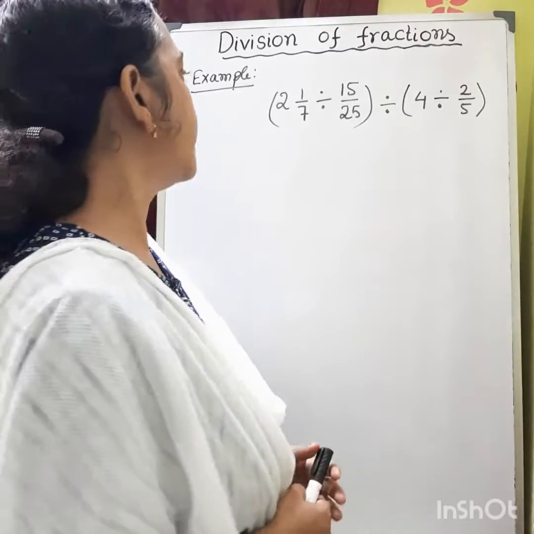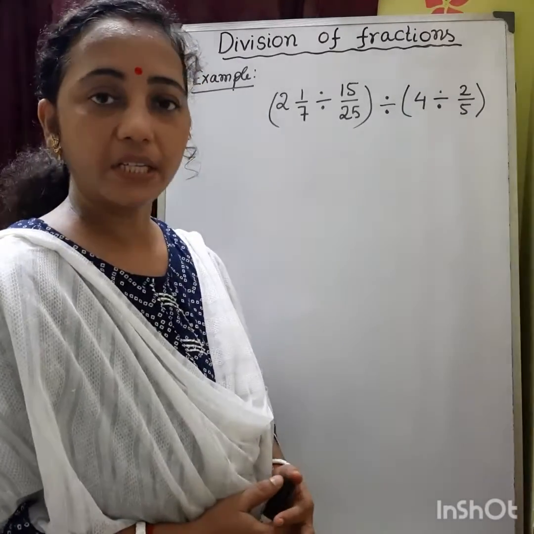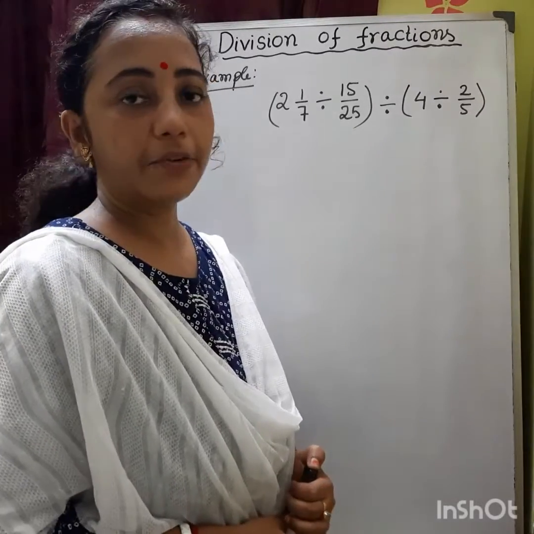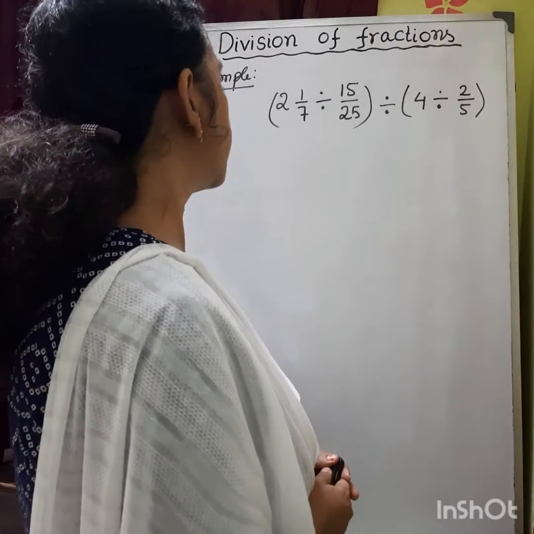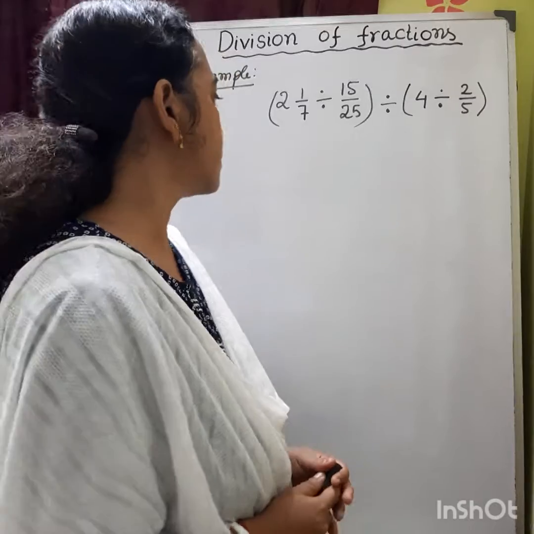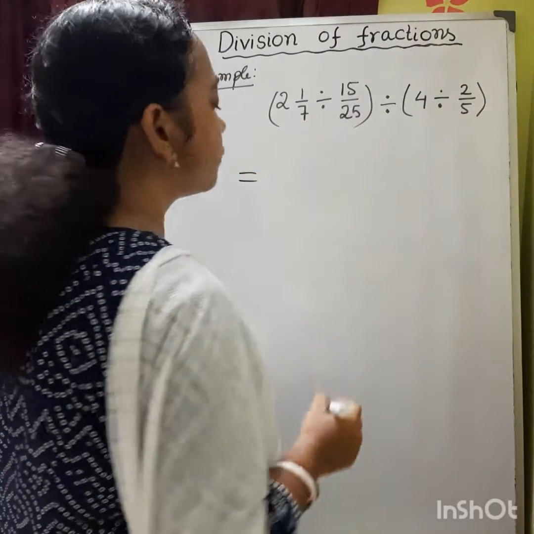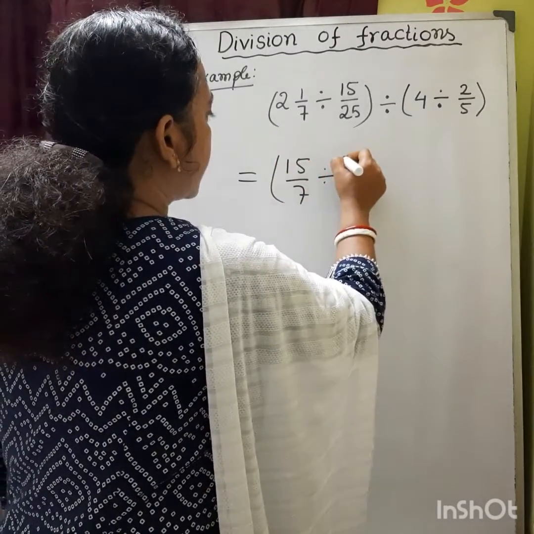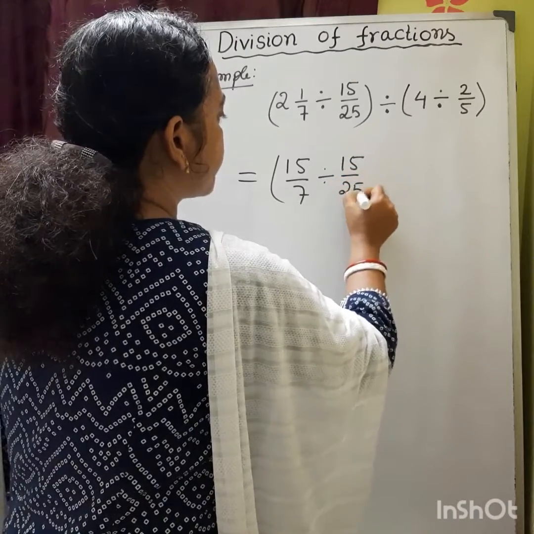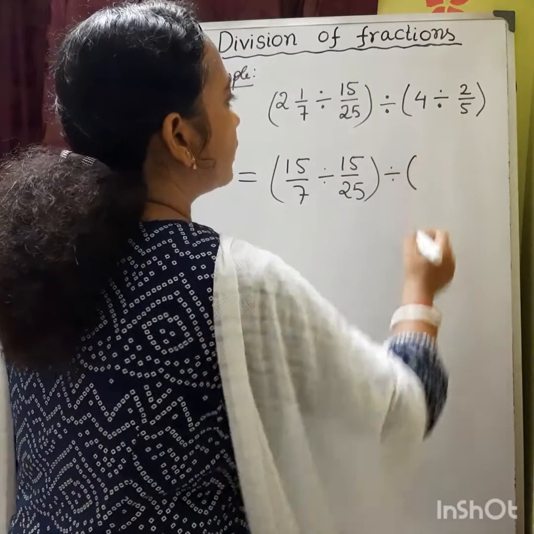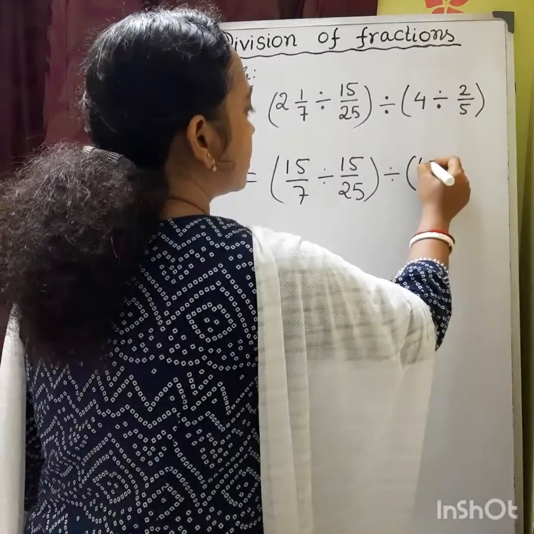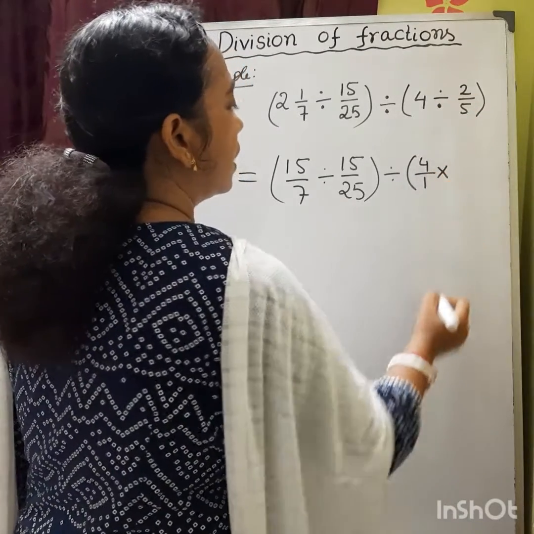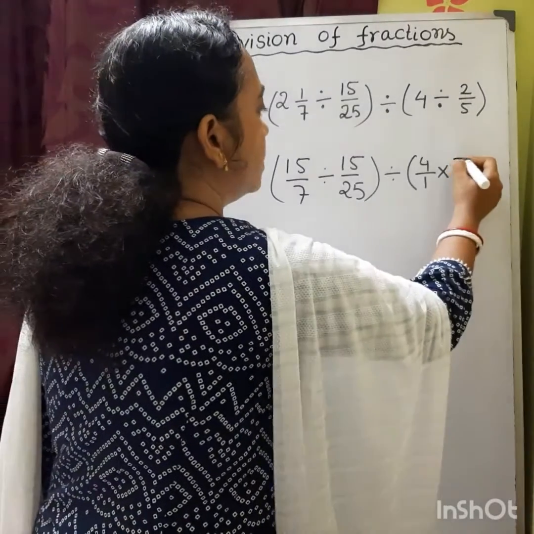Now let us do one example: 2 whole 1 by 7 division 15 by 25 under bracket, then division, then under bracket 4 division 2 by 5. So let us first do the division which is given in the bracket first. Now 2 whole 1 by 7 becomes 15 by 7. Then we put the division sign, then 15 by 25. Division. Now 4 division 2 by 5. Here 4 we will write in the form of a fraction, that is 4 by 1. Then division sign becomes multiplication and 2 by 5 becomes 5 by 2.